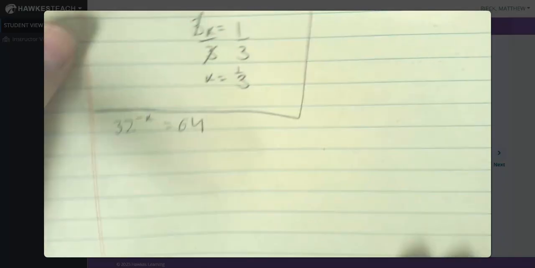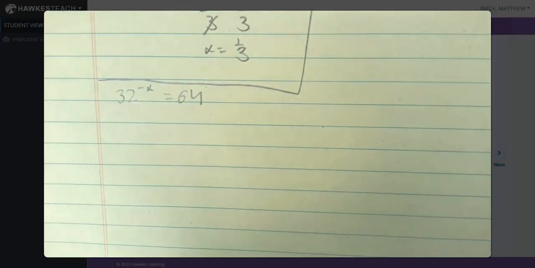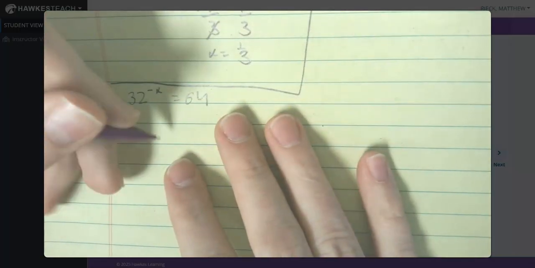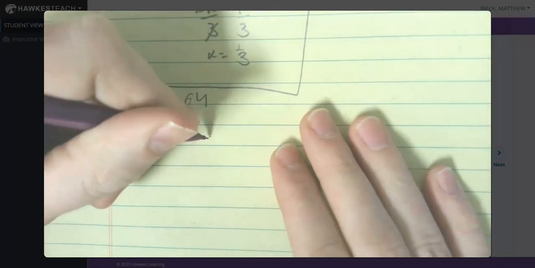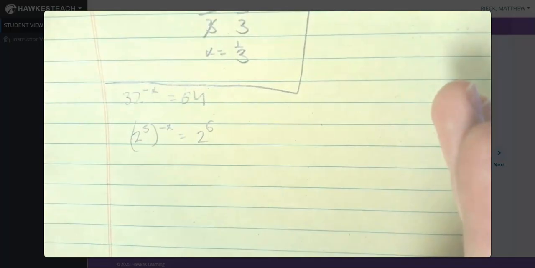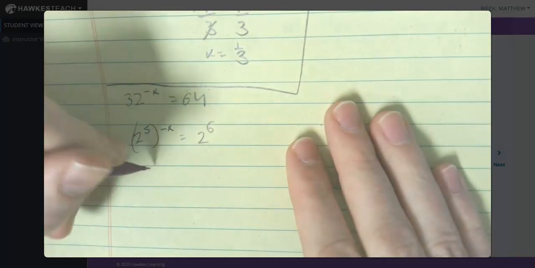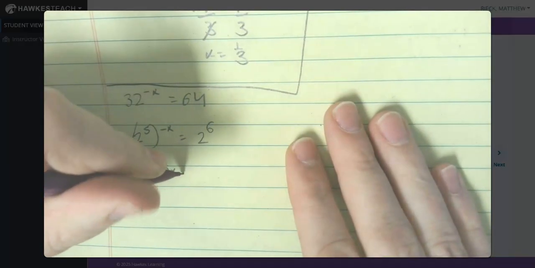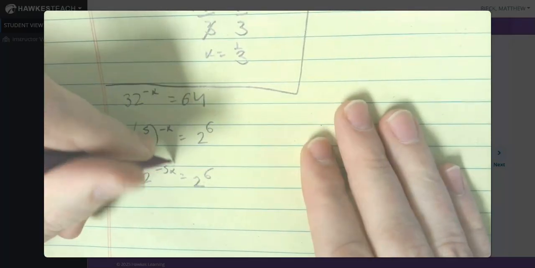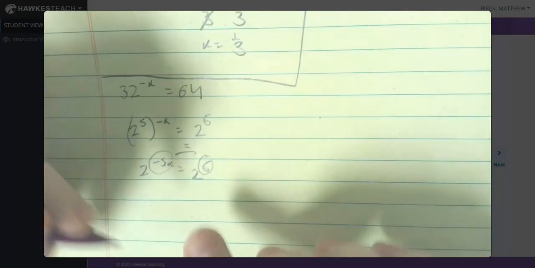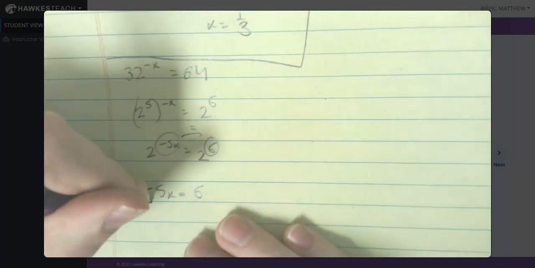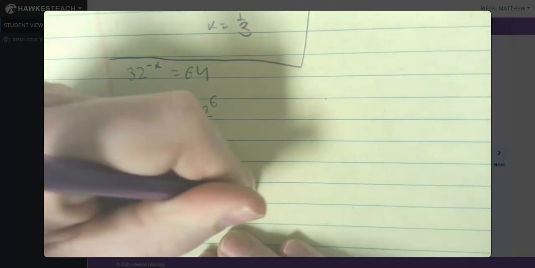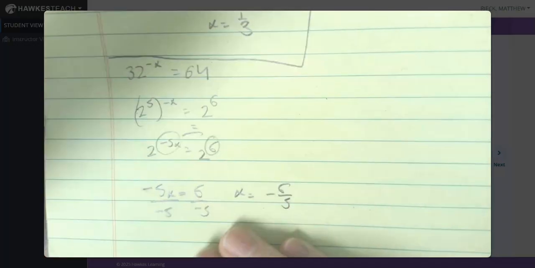So again, here it's handy to know mainly your powers of 2. That's largely what these boil down to. So 32, that's the same as 2 to the 5th. And 64 would then be 2 to the 6th. So we have 2 to the negative 5x equals 2 to the 6th. So again, when you have the same base, you can just set the exponents equal to each other. So you have negative 5x equals 6. So then we can divide both sides by negative 5. So you have x equals negative 6/5.